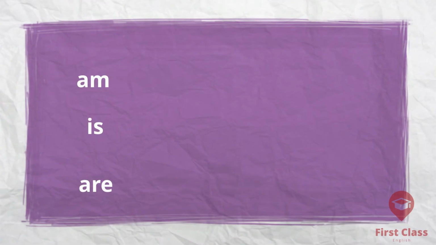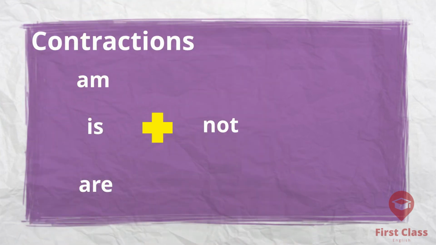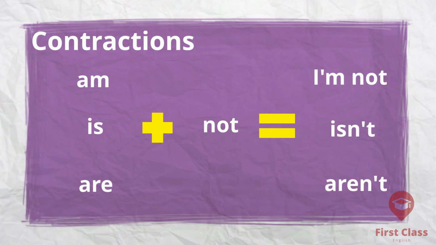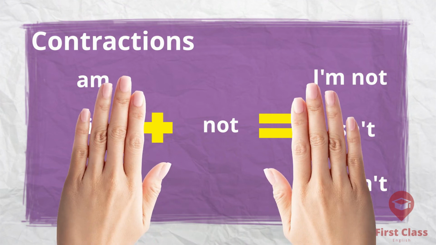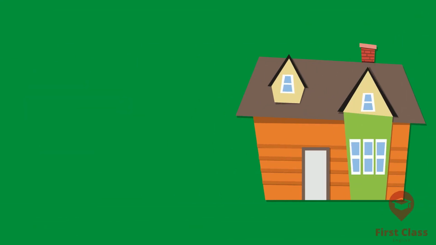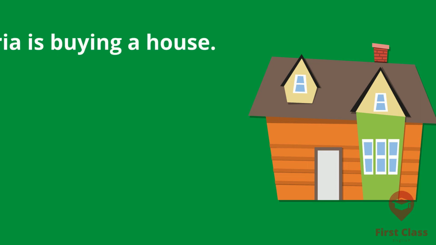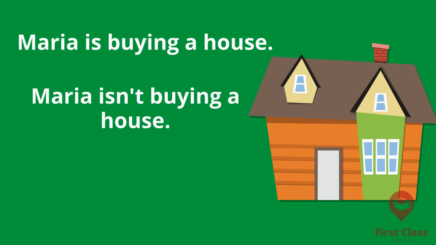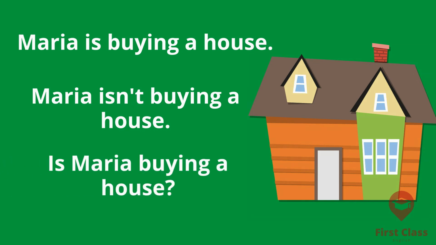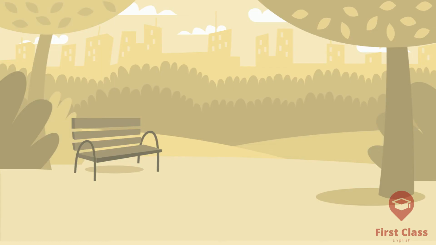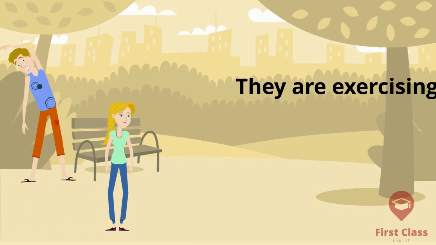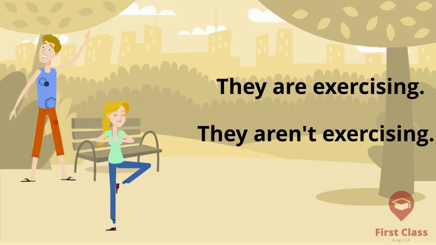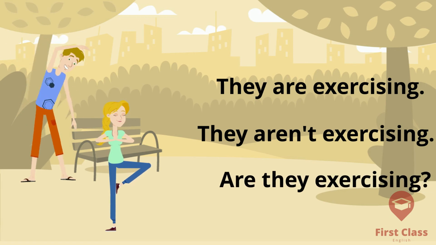When we combine the verb to be and not, this is known as a contraction. This means that two words are combined using an apostrophe. Please note the spellings here. Let's look at how we can transform some of these sentences. Maria is buying a house. Maria isn't buying a house. Is Maria buying a house? They are exercising. They aren't exercising. Are they exercising?